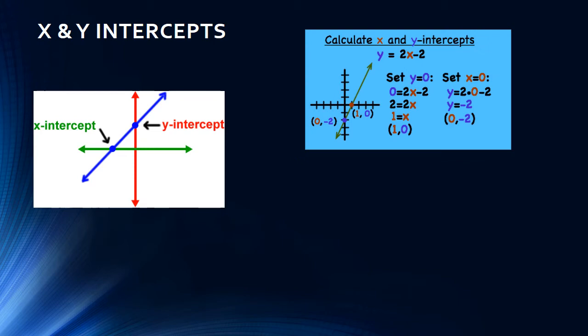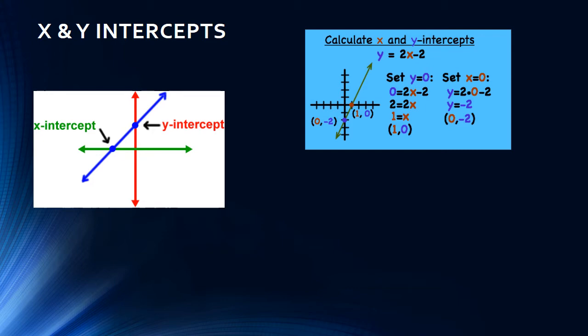So if we're looking at a formula or function, y equals 2x minus 2 in this example here, we can find the x and y intercepts by putting the other variable equal to 0. So if we want to find the x-intercept, we set y equals 0 in the equation and then solve for x. Okay, x equals 1 is not the x-intercept.